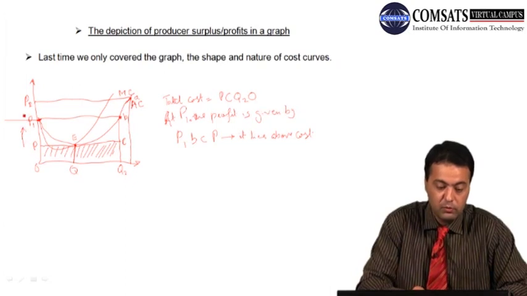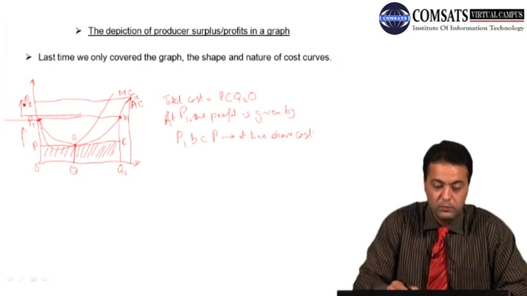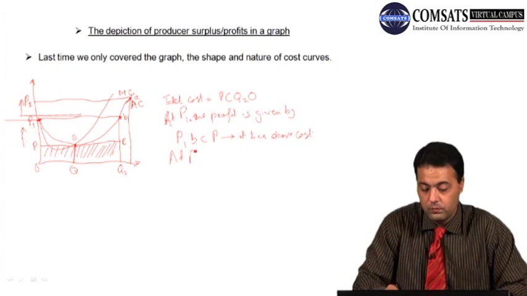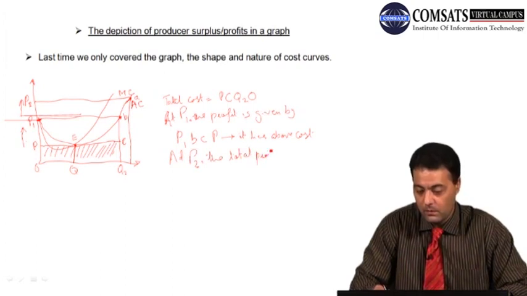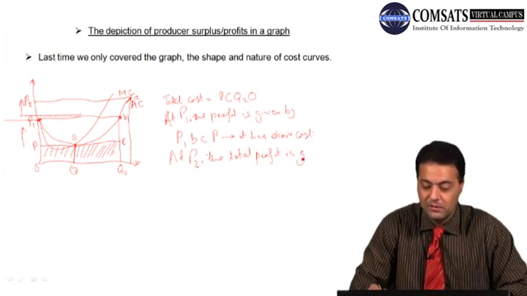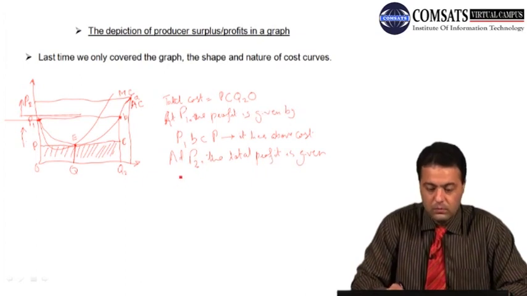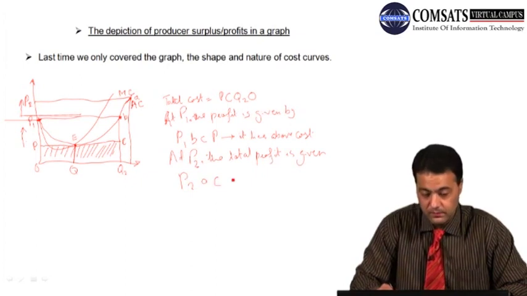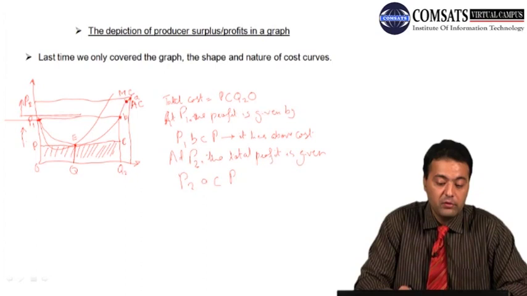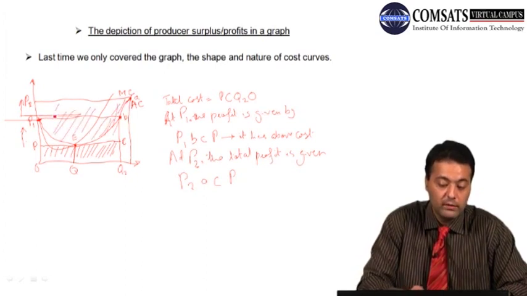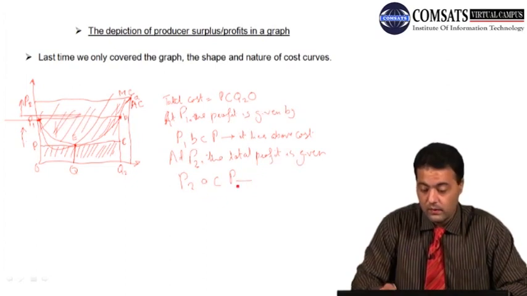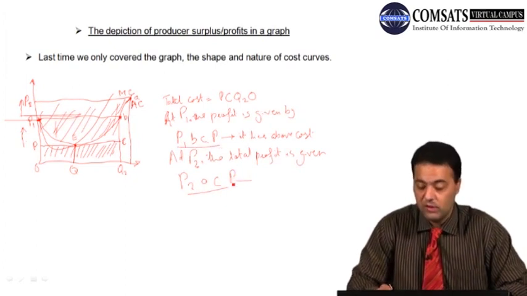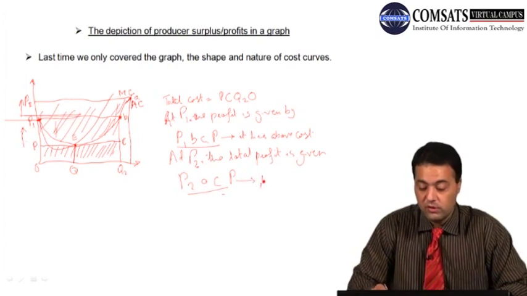Let me just point it out like this. First the price went to P1, then it went to P2. So at P2, the total profit shown by the rectangular area is given by P2 A C P. Now this whole area at price P2 is the producer's profit or the producer's surplus. These two areas represent the producer surplus at different prices that are above the cost. This one represents producer surplus at P2.